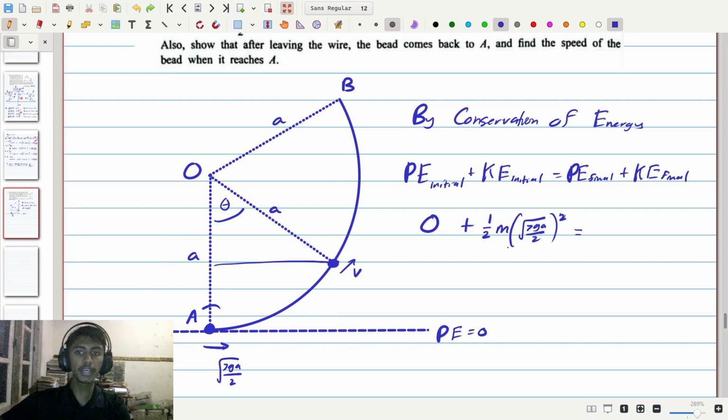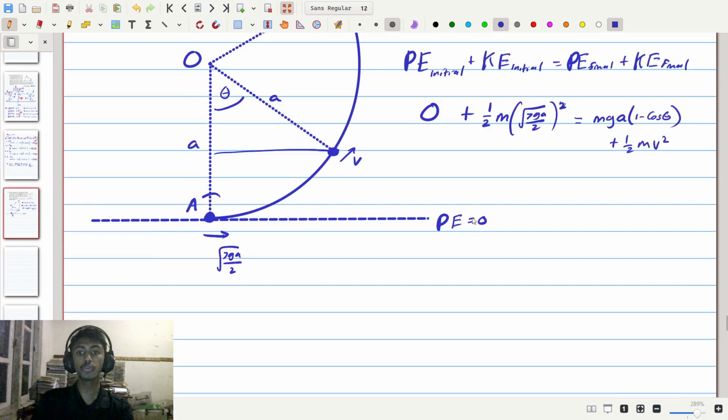So due to that, what we have for PE final is going to be mgh, where h is going to be A minus A cosine theta. So we have mg, and I'm going to factor out the A to write A times 1 minus cosine theta. And then KE final is going to be half m, and the velocity is v, so we have half mv squared. Now what we're going to do is take this, simplify it down, and eventually get that v squared is equal to the expression that we had above.